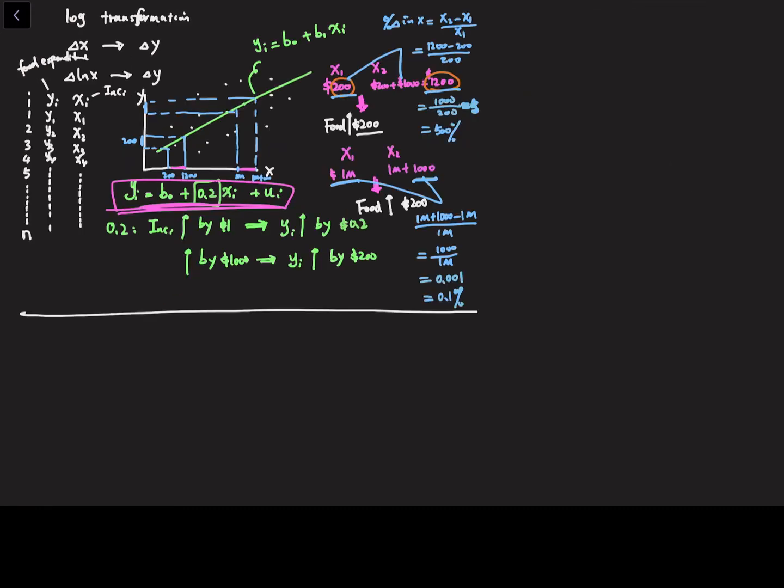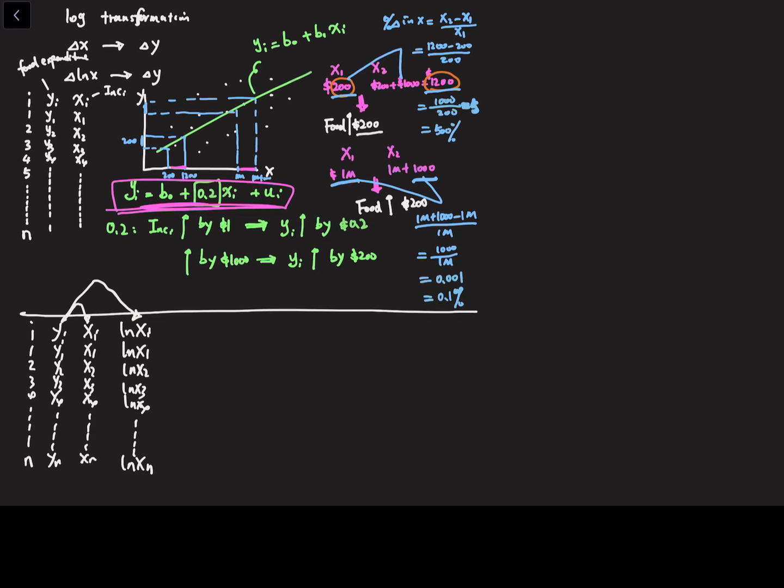So now I have the same observations, and I have Y, food expenditure, and then I have X, which is family income. And now I have ln X, which is the log transformation, the natural logarithm of X: ln X1, ln X2, ln X3, ln X4, and so on. Now instead of running the regression of Y against X, we run a regression of Y against ln of X. So now the regression equation will look like this: B0 plus B1 ln X plus error.